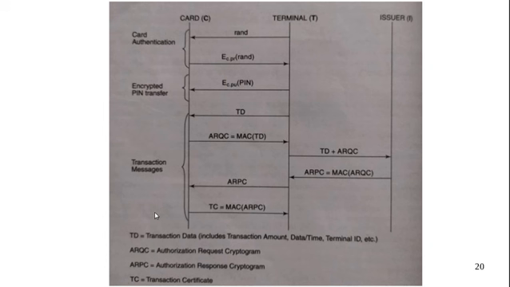So this is the total of what is happening. There are three steps. One is card authentication, second is encrypted PIN transfer, that means cardholder verification, and third is the transaction messages, that is, the transaction data being sent. Here you can see the three entities: the card user, then the card terminal T, and the issuer.